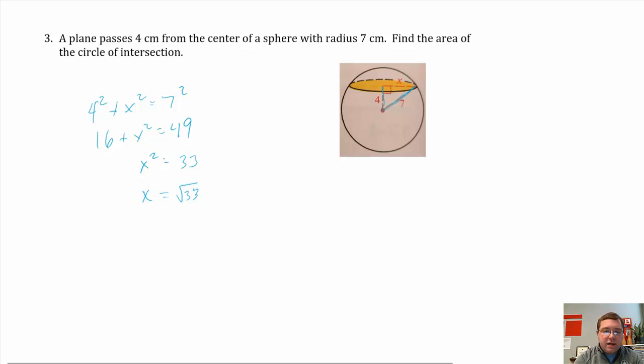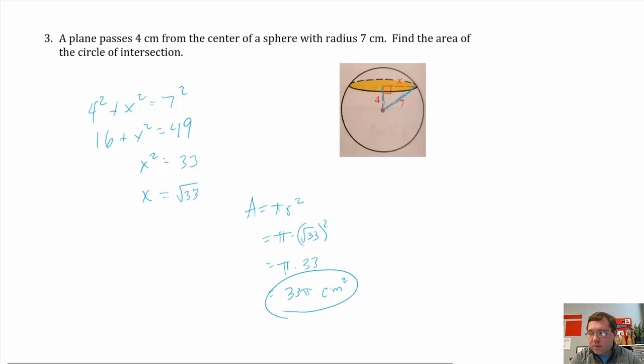Notice the radius of the circle is not the same as the radius of the sphere. We want to find the area of that circle, which is just pi r squared, just an ordinary circle. Pi times radical 33 squared. What happens when we square a radical? The radical just goes away. It becomes just 33. So 33 pi. There were units in our problem, so we'll put units in our answer. The area is always the units squared. 33 pi centimeters squared.